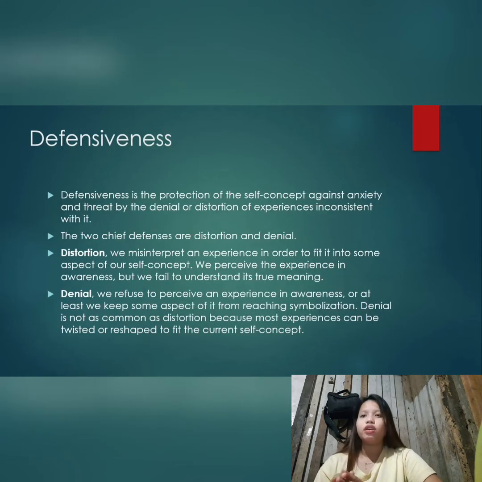So the next one is defensiveness. Defensiveness is the protection of the self-concept against anxiety and threat by the denial or distortion of experiences inconsistent with it. The two chief defenses are distortion and denial. The first one is distortion. We misinterpret an experience in order to fit it into some aspect of our self-concept. We perceive the experience in awareness, but we fail to understand its true meaning. In denial, we refuse to perceive an experience in awareness, or at least we keep some aspect of it from reaching symbolization. Denial is not as common as distortion because most experience can be twisted or reshaped to fit the current self-concept.